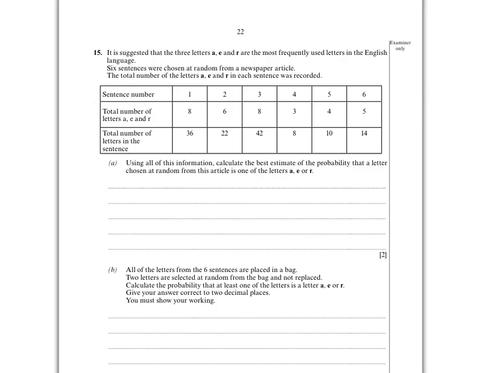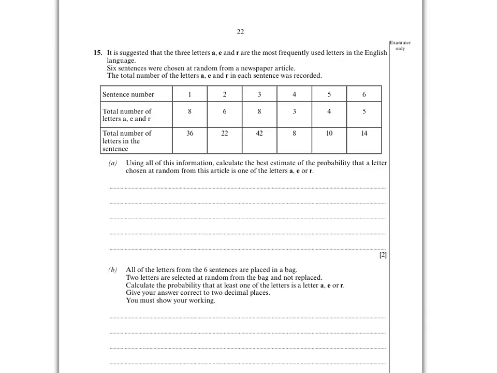So for question 15, there's quite a bit of writing that we have to get through. So the first thing it says is that it's suggested that the three letters A, E and R are the most frequently used letters in the English language. 6 sentences were chosen at random from a newspaper article. The total of letters A, E and R in each sentence was recorded. So they've got that data in the table.